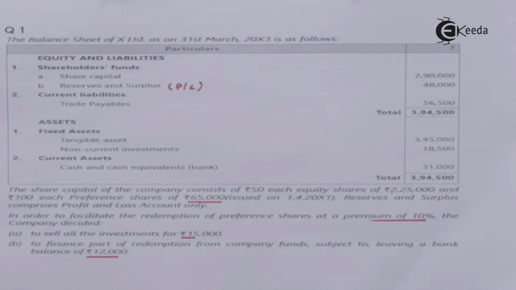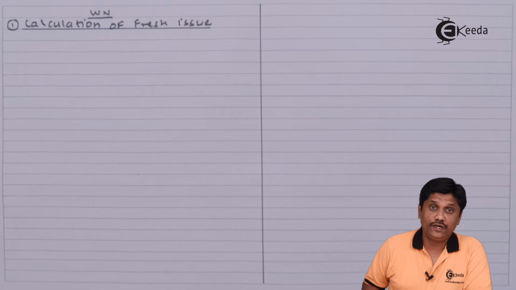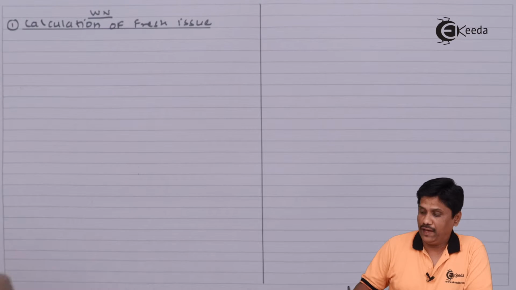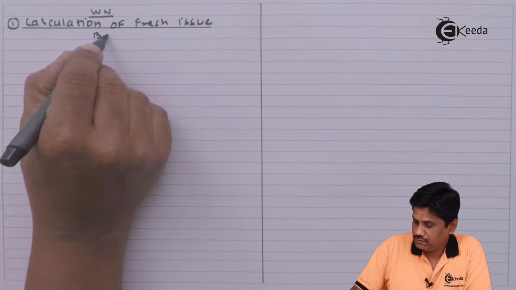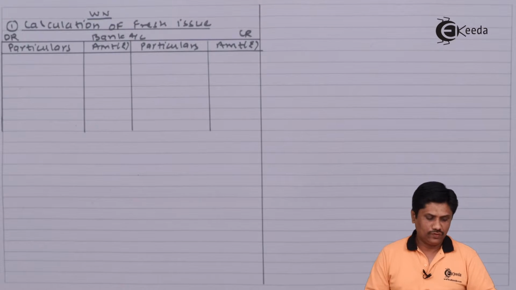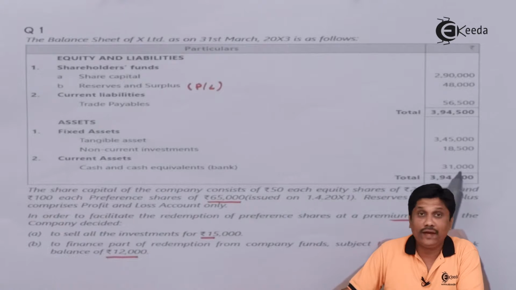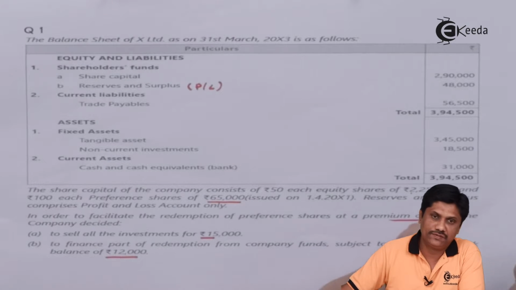So before I begin with the main answer, I am beginning with working note number 1 for deciding the fresh issue. Students, fresh issue depends on your bank balance. Okay, so here I will practically prepare a bank account. Students, I am preparing a bank account, so I am just writing the opening balance first. In this question, they give you bank balance 31,000 as the opening balance.